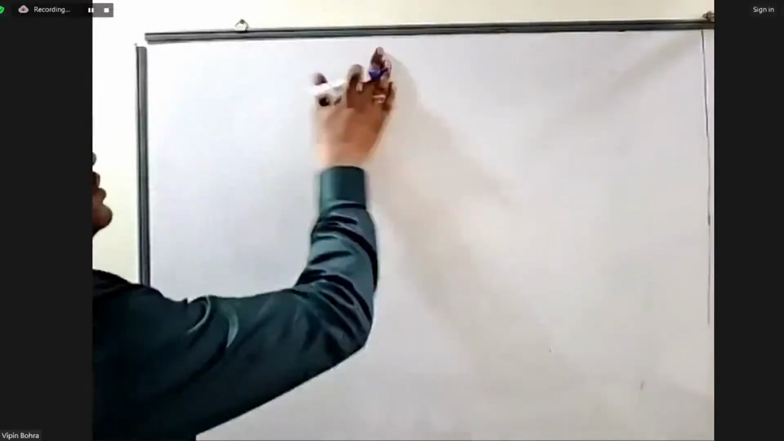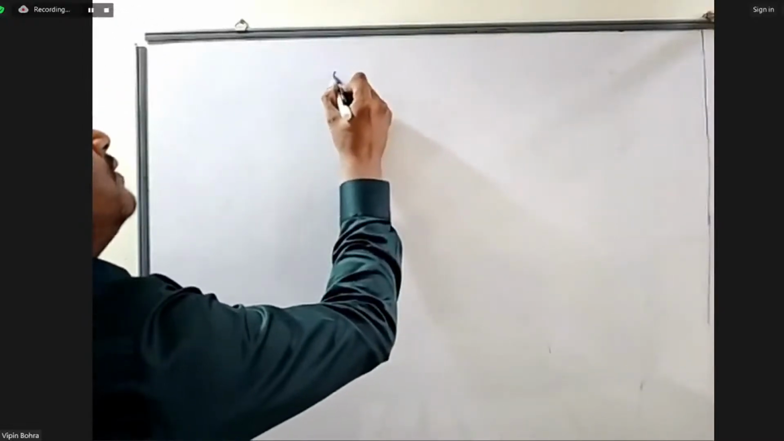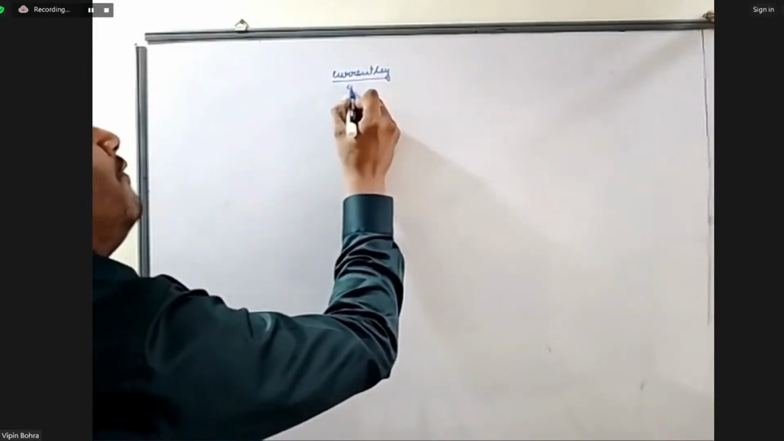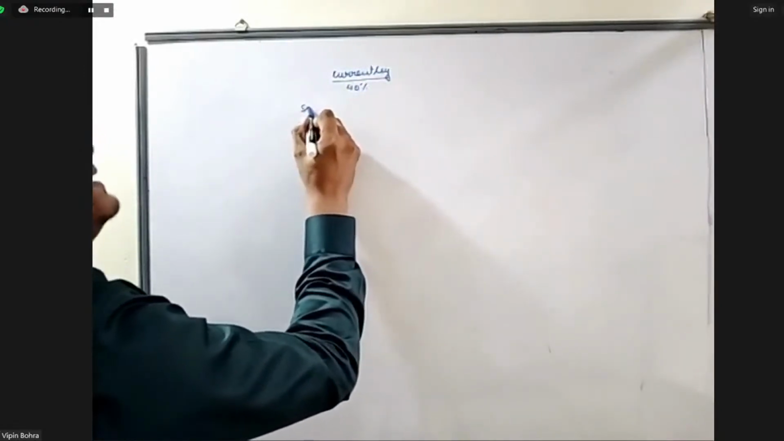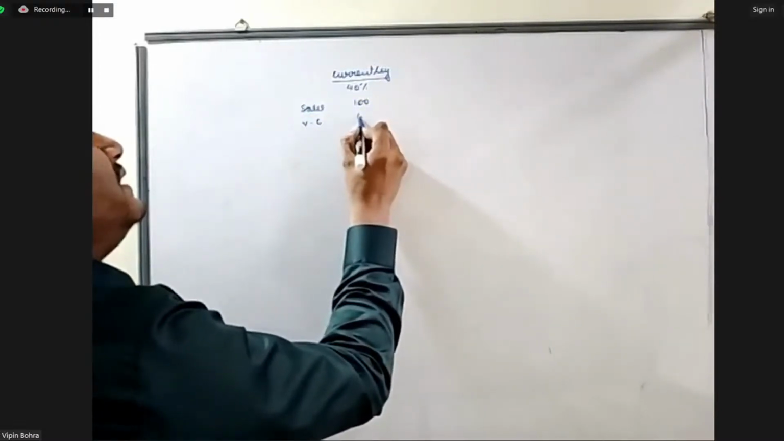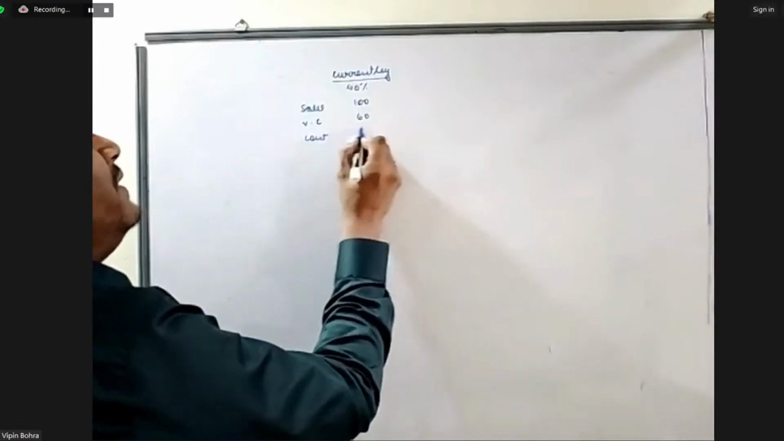So the company has a PV ratio of 40%. Compute by what percentage must the sales be increased to offset a 20% reduction in selling price? So it's a very easy question. Currently the PV ratio is 40%. It means if the sales is 100, then variable cost will be 60 and contribution will be 40.